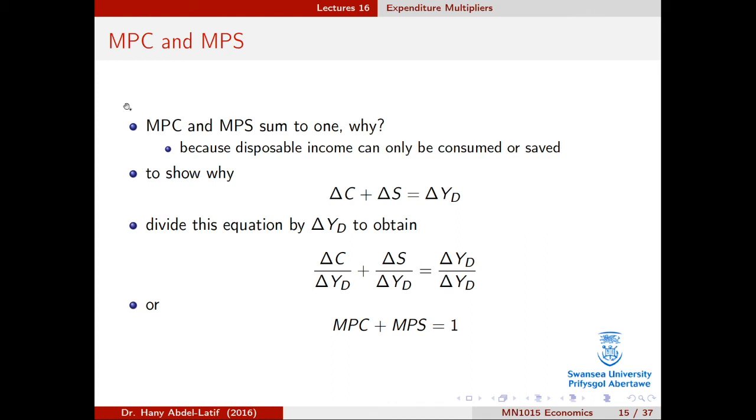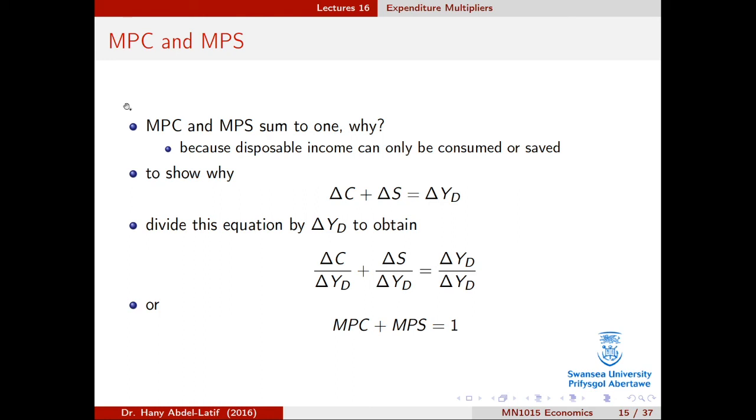So if we sum 0.75 plus 0.25, that gives us 1. Okay? Because there is no third option, as I said. Because your income goes between consumption and savings, the 100% change in your income will go to these two together. So I'm trying to show why, or prove it, that the sum of these two will equal 1, but you don't have to worry about that.